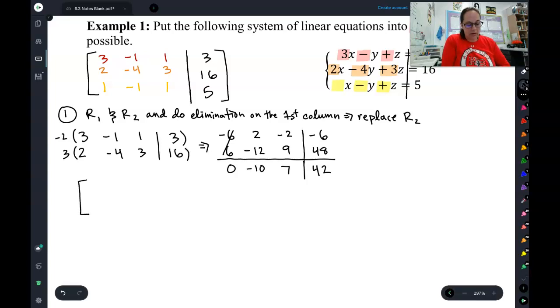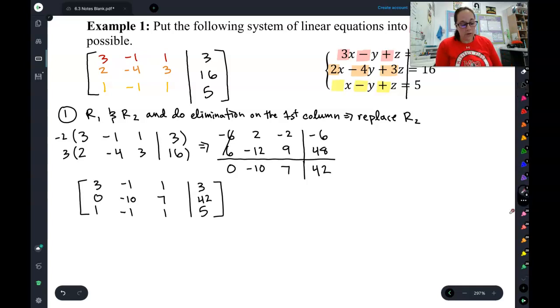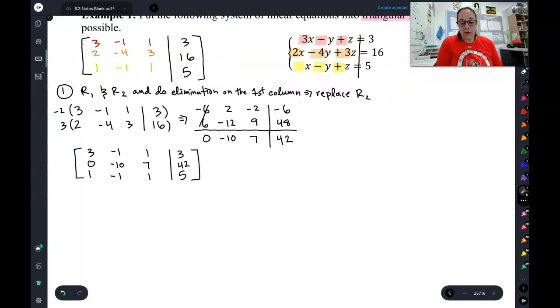So I'm going to write out my new matrix. Remember, the first and the third equations will stay the same. We'll replace R2, the second one, with this answer. So 3, negative 1, positive 1, 3. And the bottom one stays the same. And then I'm replacing the second row with this one. And now you'll see I have my first 0 in the right place. Ta-da! So let's move on to step 2.